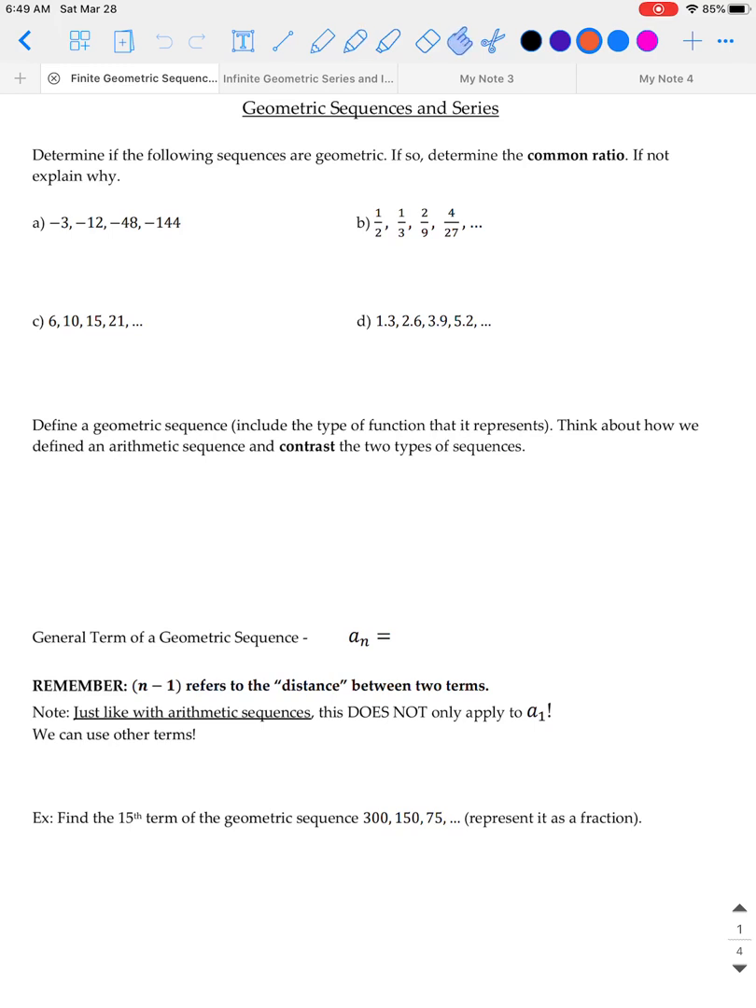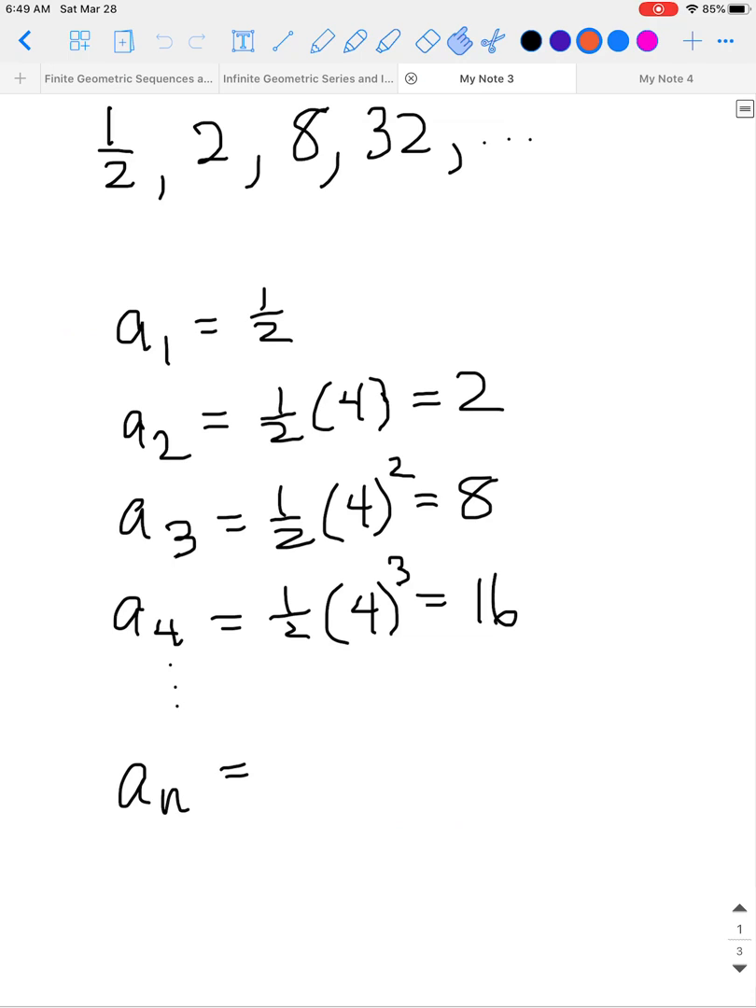So to begin with, let's talk about the geometric sequence itself. If I have a given sequence, like the one below, 1/2, 2, 8, 32, and so on, the big difference between arithmetic and geometric is that instead of addition, where we're taking a constant value and adding it to each term, between any two given terms we're now going to be multiplying.